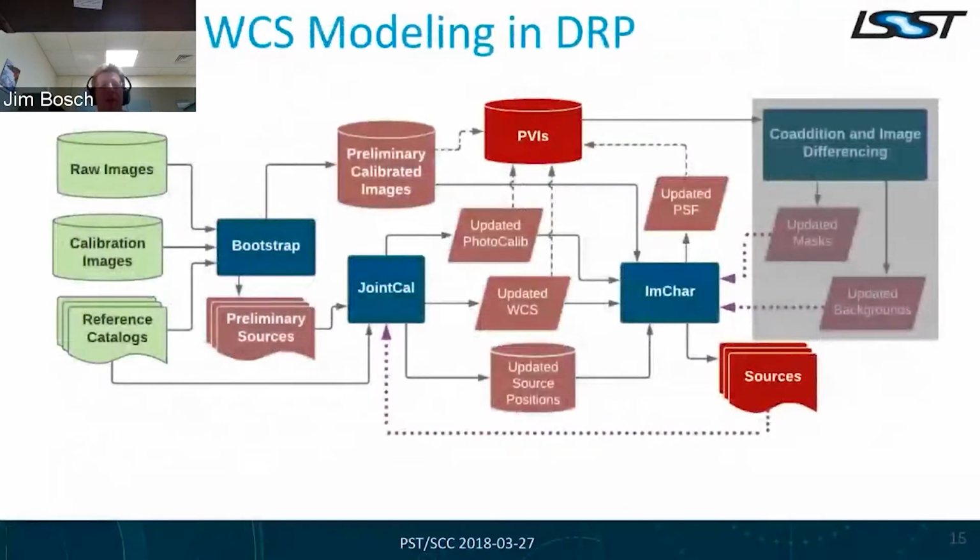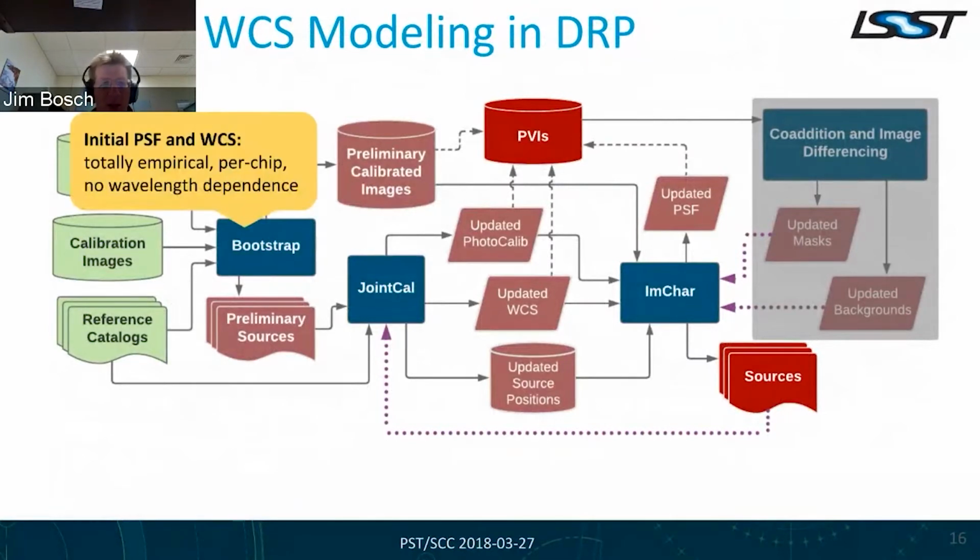So where does this all fit in? This is a snapshot of a flowchart of one piece of the data release pipeline, sort of the first piece where we start from raw images. And basically we'll construct these initial PSFs and WCSs, essentially the same kind that we would in alert production, in this bootstrap stage. We'll then improve the WCS based on those measurements in joint cal. That will give us improved WCSs and improved photometric calibrations and improved source positions.